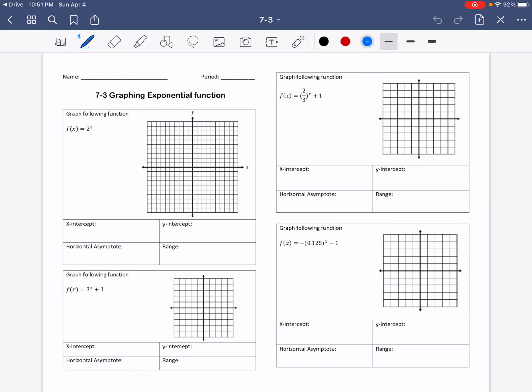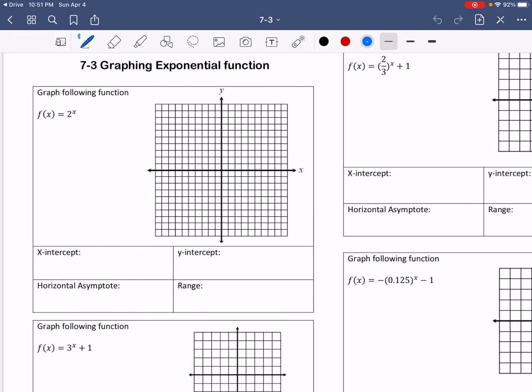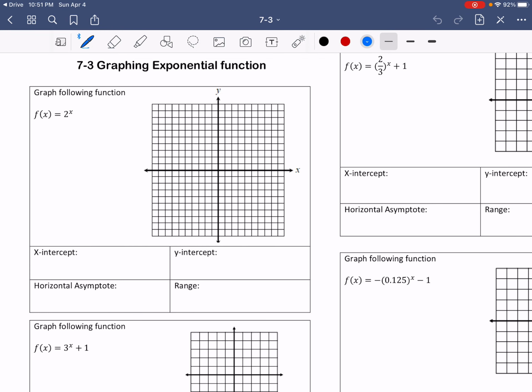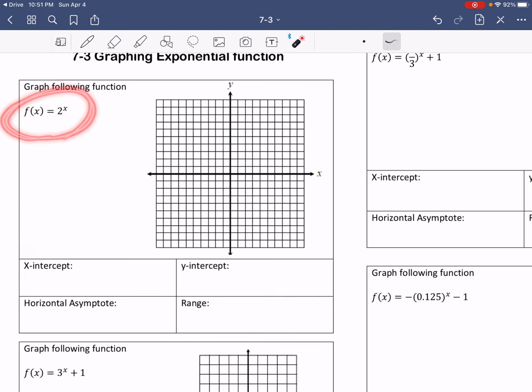So this time we are going to learn about exponential function and especially about graphing. There is one concept that I want to teach you which we call horizontal asymptote. So let's get started. This is what we are going to learn today.